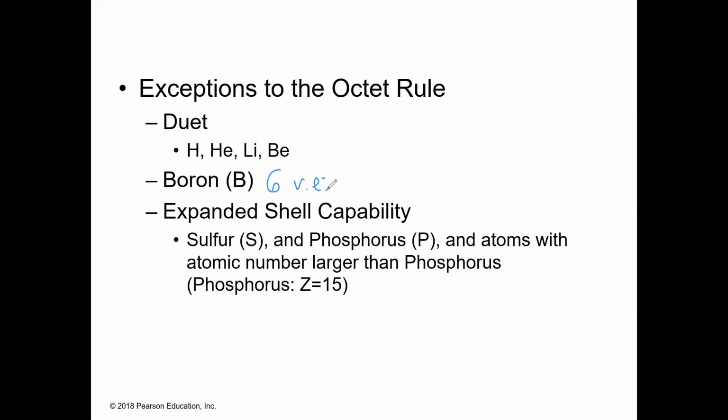And then in some cases, we have some atoms that will form an octet, but they're also capable of forming molecules in which they have more than just an octet around themselves. So we see that sulfur, phosphorus, and really any one of our nonmetals larger than phosphorus is often able to have a larger shell.